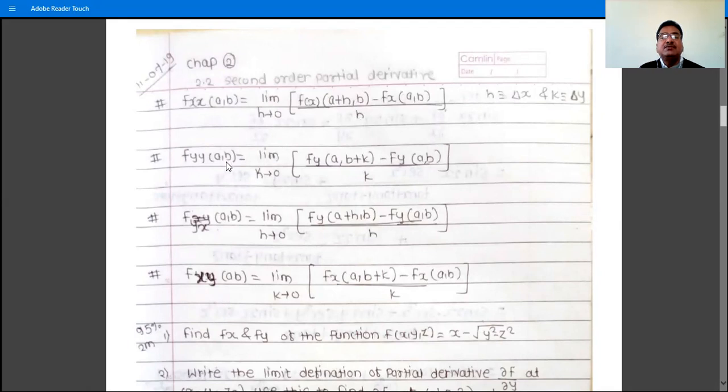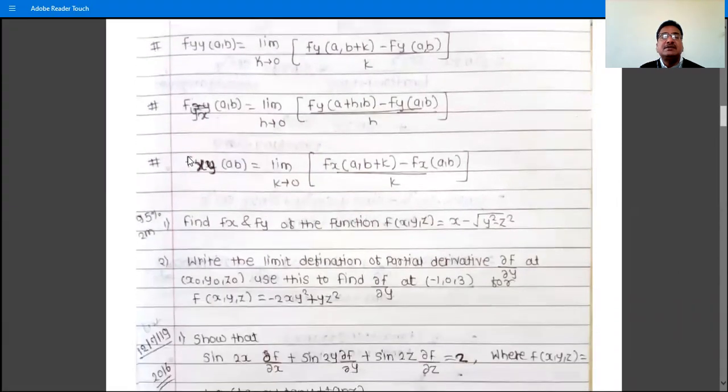And f_yy is what? It is the derivative of f_y with respect to y, which means the limit as k tends to 0 of f_y at a, b plus k minus f_y at a, b, divided by k. Similarly, f_yx means the derivative of f_y with respect to x, that is the limit as h tends to 0 of f_y at a plus h, b minus f_y at a, b, divided by h. And f_xy means the derivative of f_x with respect to y, the limit as k tends to 0 of f_x at a, b plus k minus f_x at a, b, divided by k.